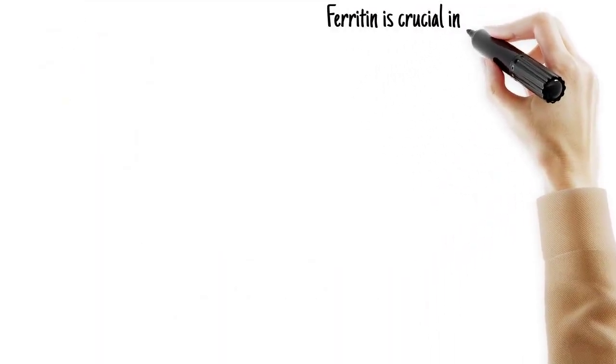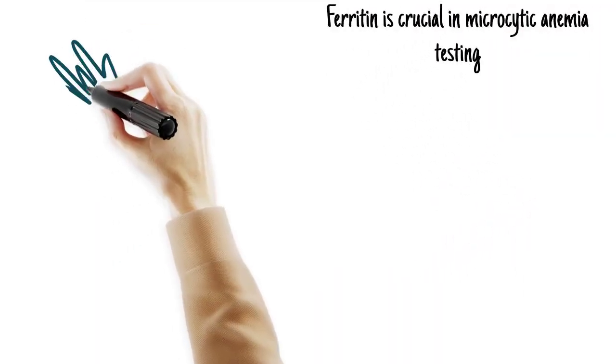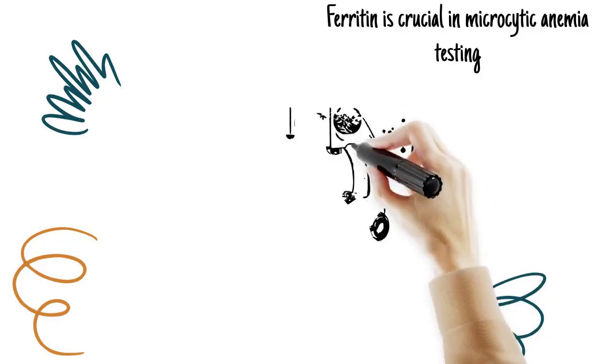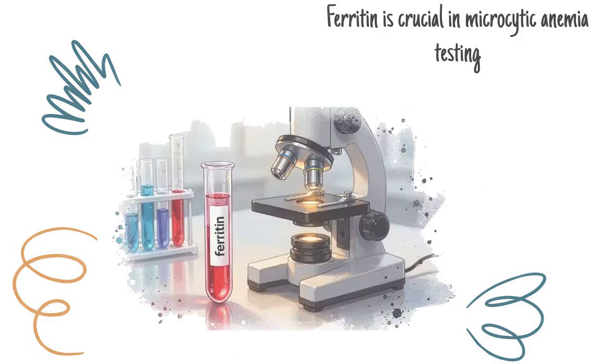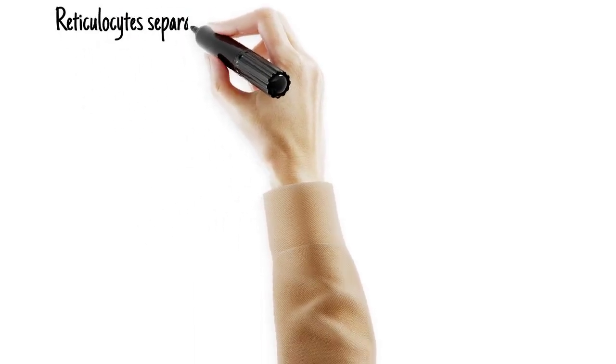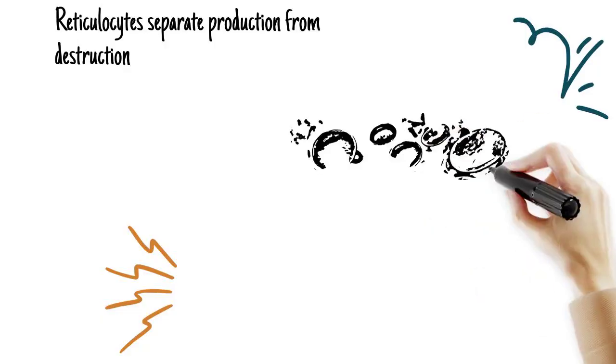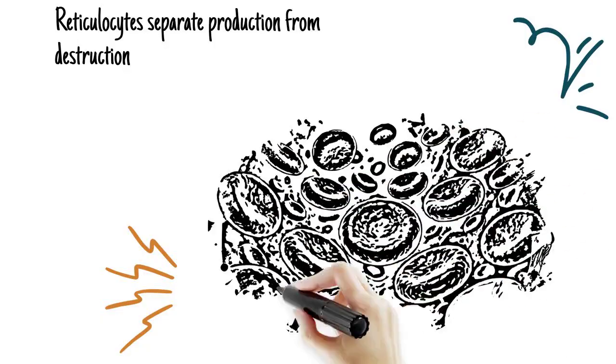Second, ferritin is the first test in microcytic anemia because it is the most efficient way to confirm or exclude iron deficiency, the dominant cause. Third, reticulocytes differentiate red cell production from destruction, which is the mechanistic question that organizes the entire normocytic branch.